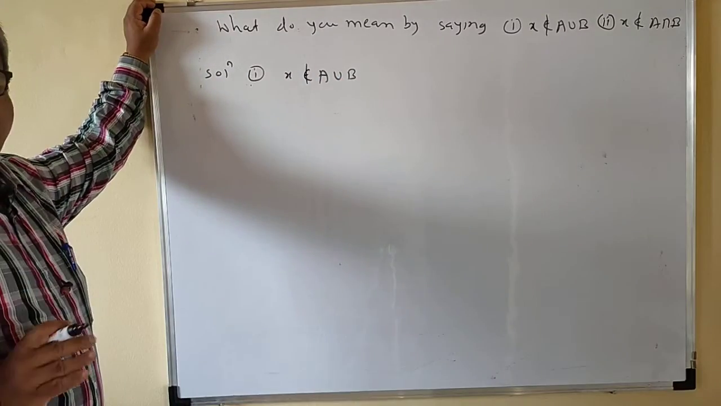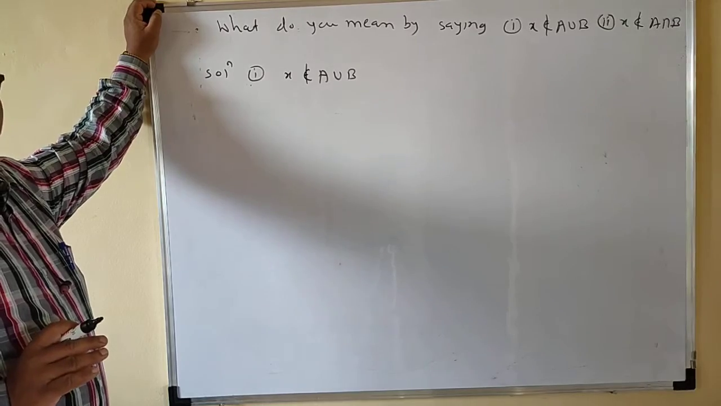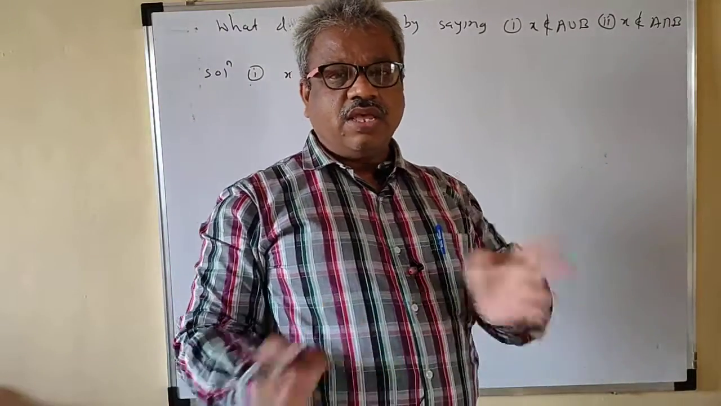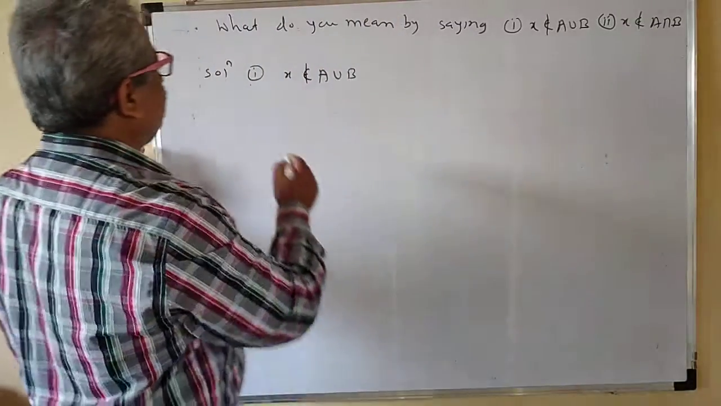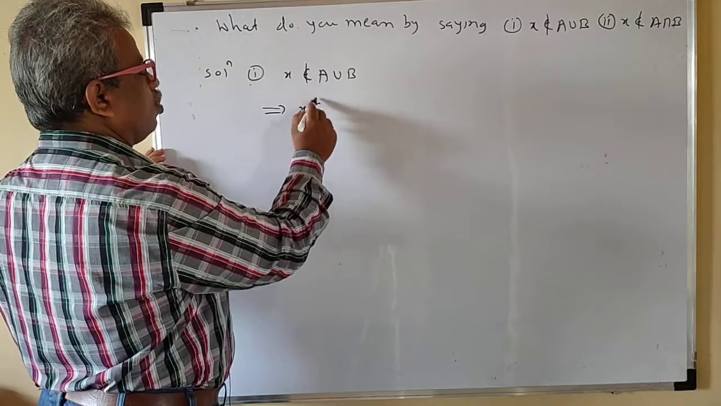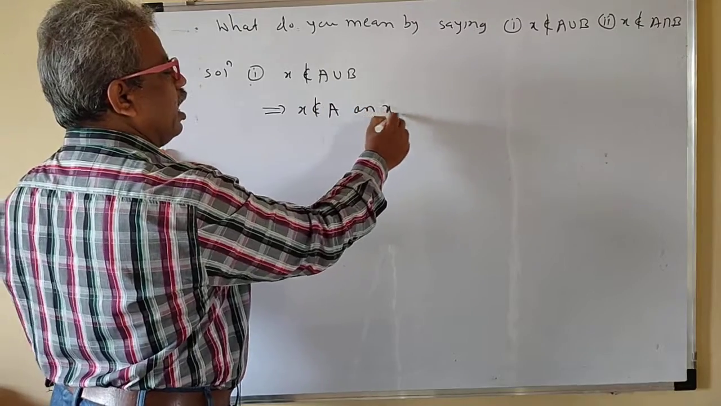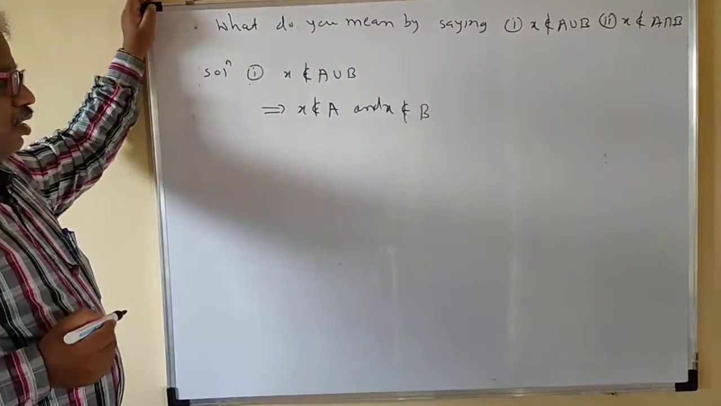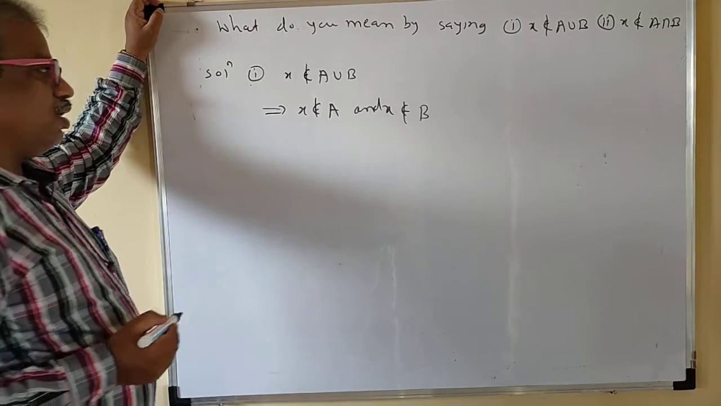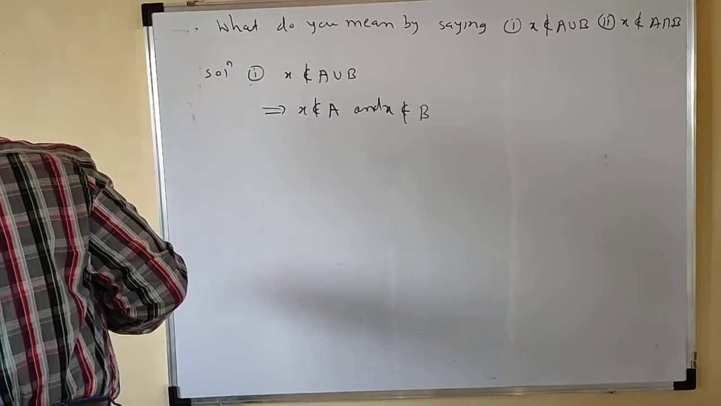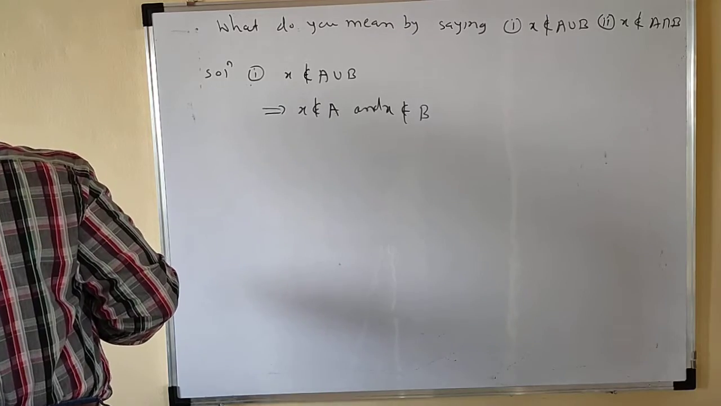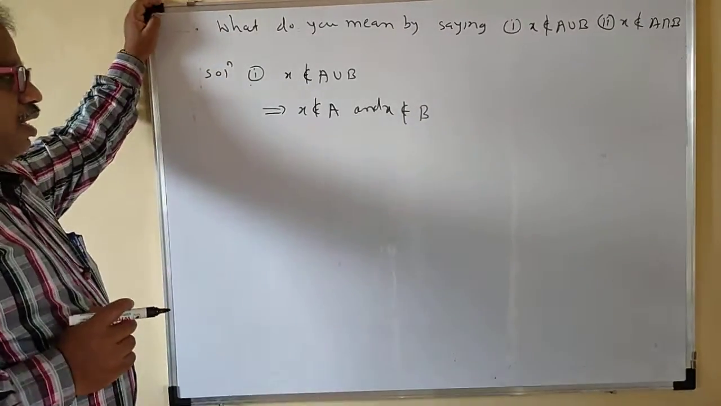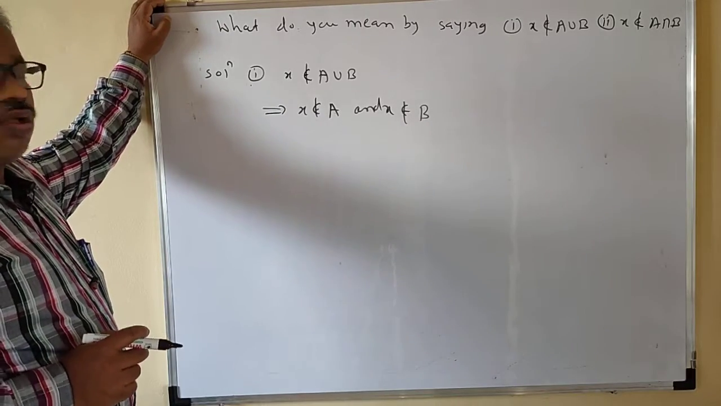X is not in A, X is not in B. So X is not in A union B means what? X is neither an element of A nor an element of B. So this implies that X does not belong to A and X does not belong to B. Right? So this is only the meaning. X does not belong to A union B means X is neither in A nor in B.